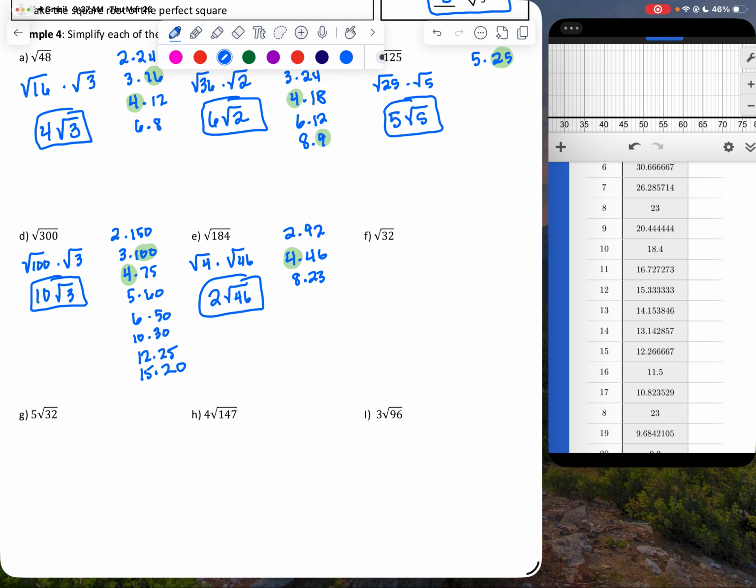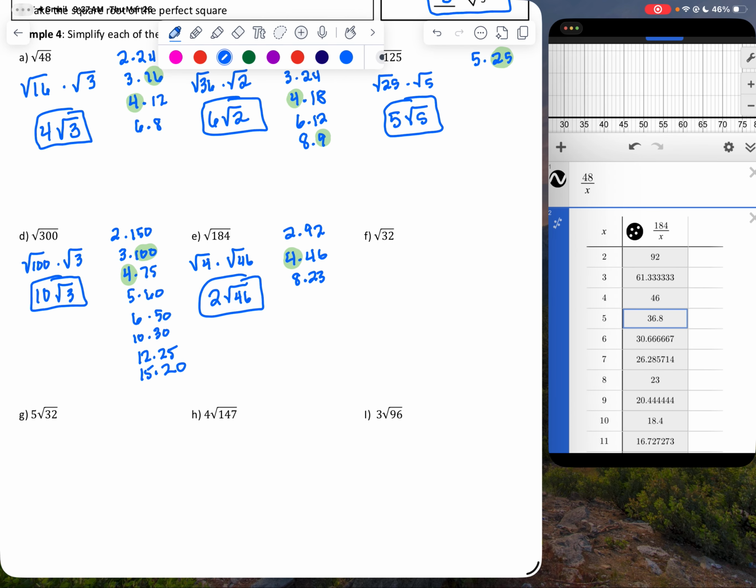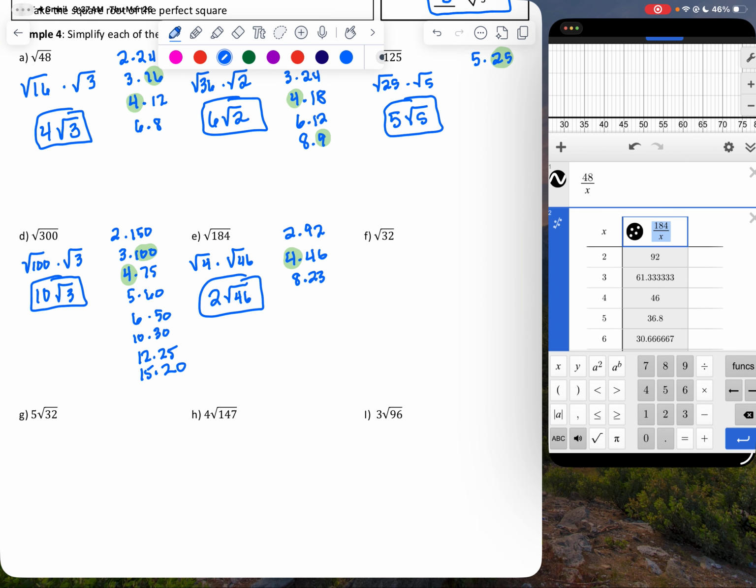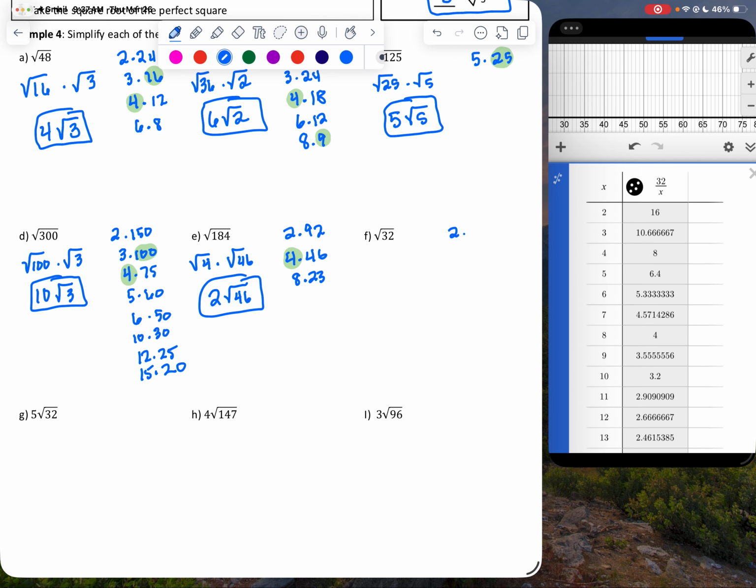Square root 32. Pause the video and try this problem on your own. All right, welcome back. Hopefully the first thing you did was make a list of your factors. 2 times 16, 4 times 8, and that looks like all. There were 2 perfect squares, but the largest one was 16. So square root 16 times square root 2 would be 4 square root 2.